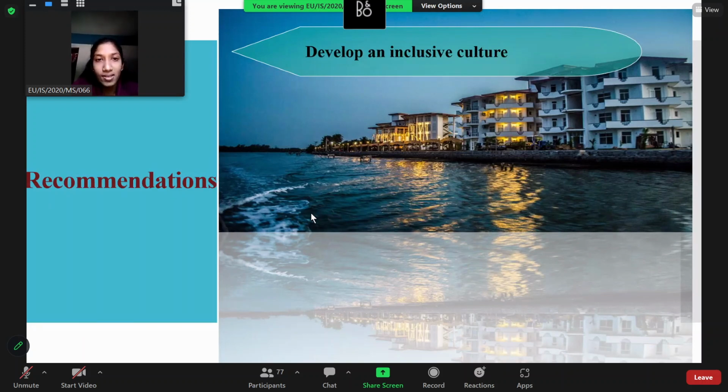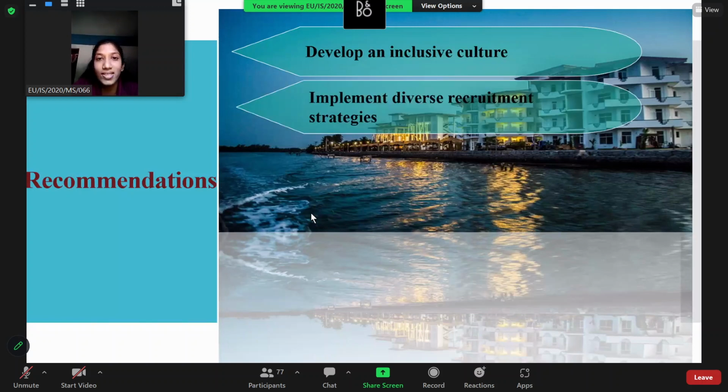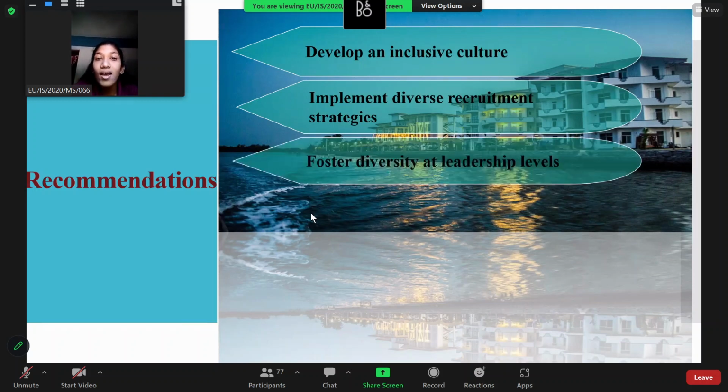The second one is implement diversity recruitment strategies. Organizations should review and revise their recruitment process to ensure they attract a diverse pool of candidates. The third one is foster diversity at leadership levels. It is important to promote diversity not only at lower levels but also in leadership positions. Organizations should implement strategies to develop and promote diverse talent, and provide mentorship and sponsorship programs.